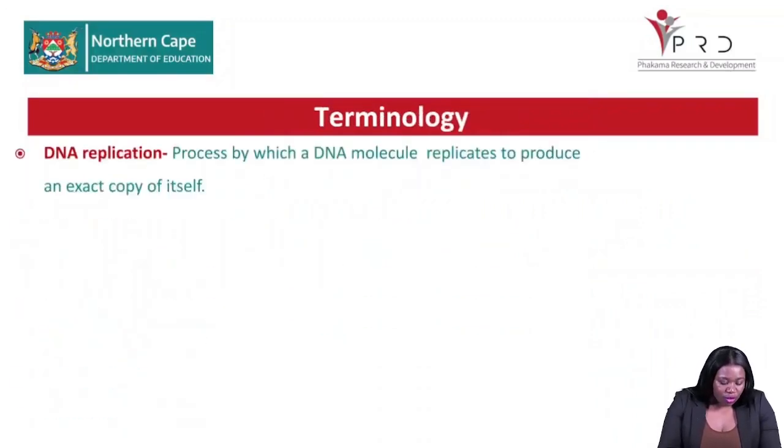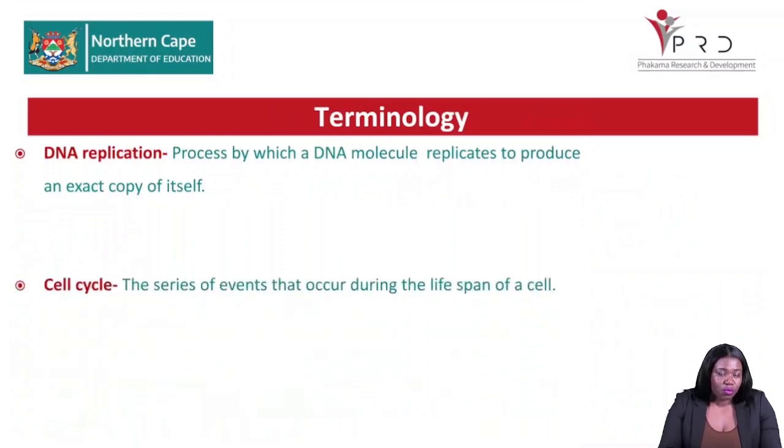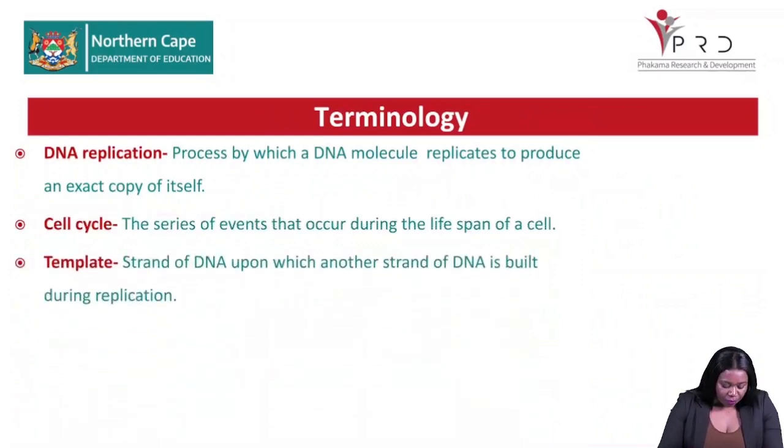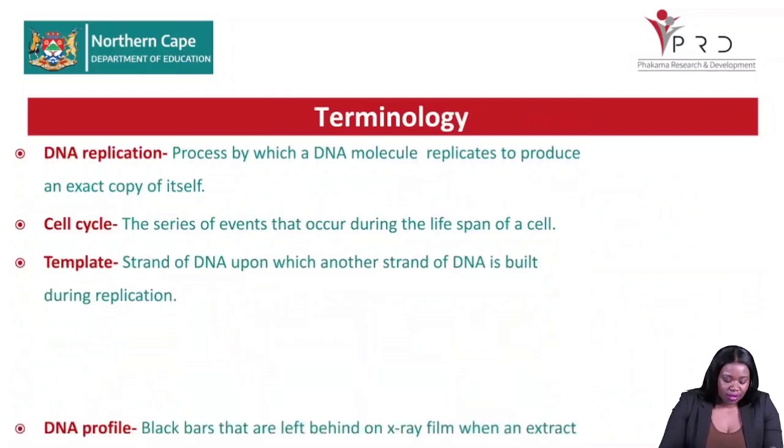Our terminologies: we have DNA replication. This is the process by which a DNA molecule replicates to produce an exact copy of itself. The cell cycle is a series of events that occur during the lifespan of a cell. We look at the cell cycle when we look at processes such as meiosis and mitosis. Template is a strand of DNA upon which another strand of DNA is built during replication. So we're going to look at that now.